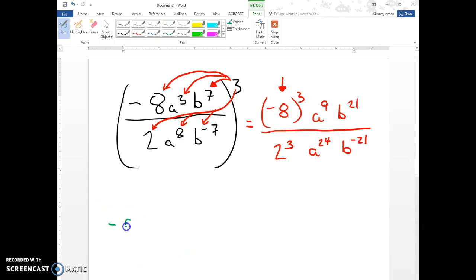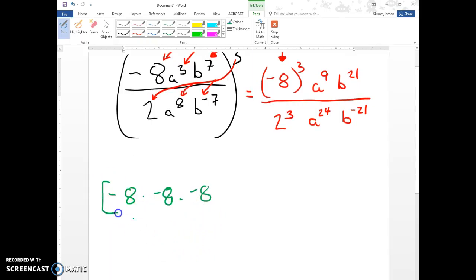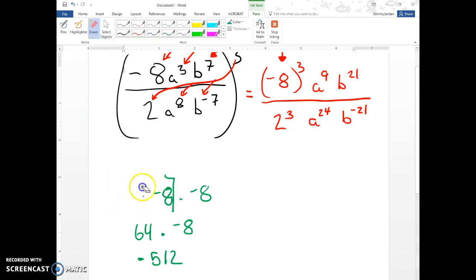So if we have -8, I'll just do this out for you. -8 times -8. Let's multiply left to right. If we look at these two numbers, two -8s are going to be positive 64. So we have 64 times -8, and that's going to give us -512. Okay, so that's where that number comes from. So always keep that in mind. The brackets there are the important part.